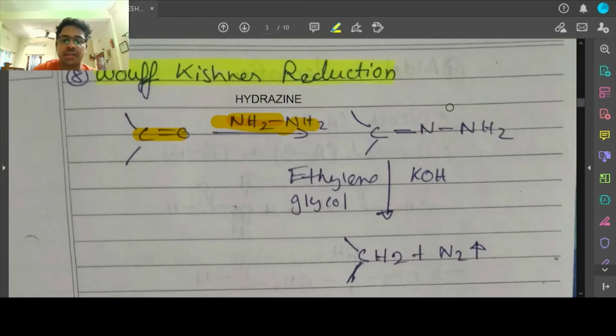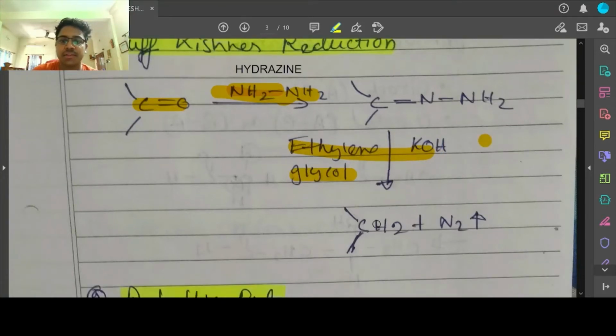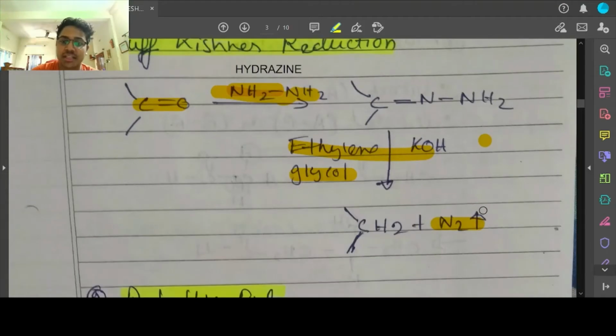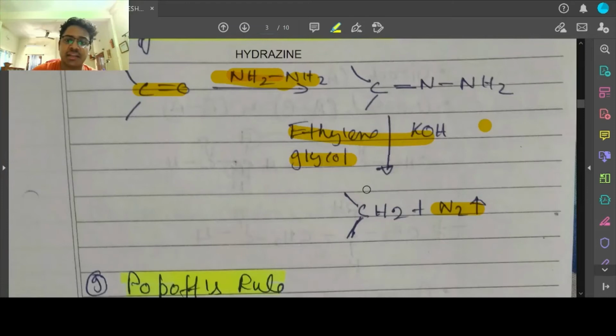This compound on treatment with ethylene glycol and KOH gives CH2, and N2 is released. Nitrogen gas is released here. You might get a question asking which gas is released on Wolff-Kishner reduction. So nitrogen gas is released. The C double bond O group is again changed to CH2 group.